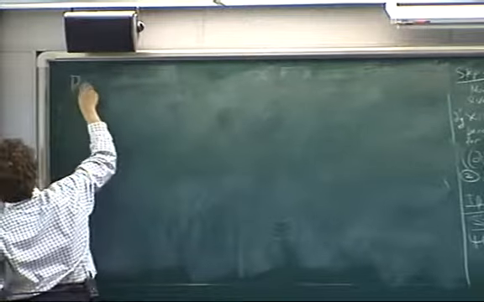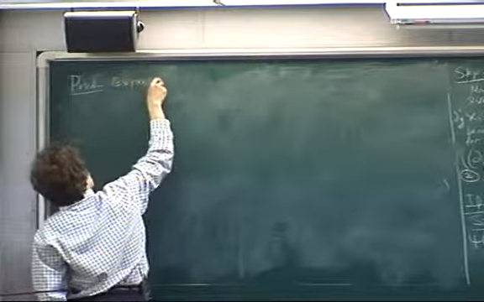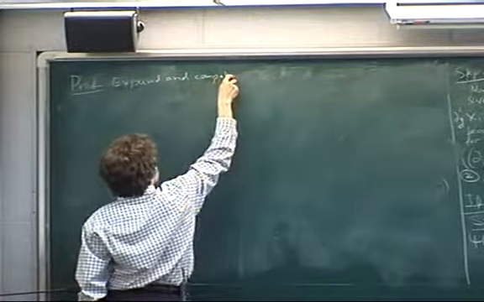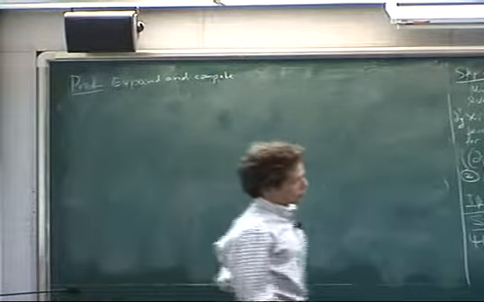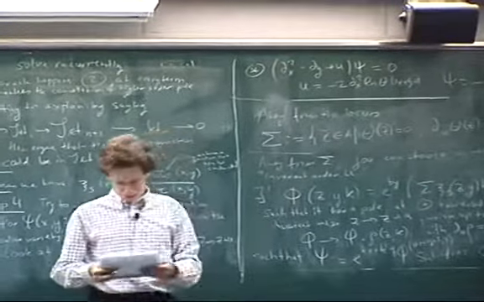Proof: expand and compute. Here you have to be very careful. This locus sigma does appear in a crucial way. On that locus, you cannot do anything.